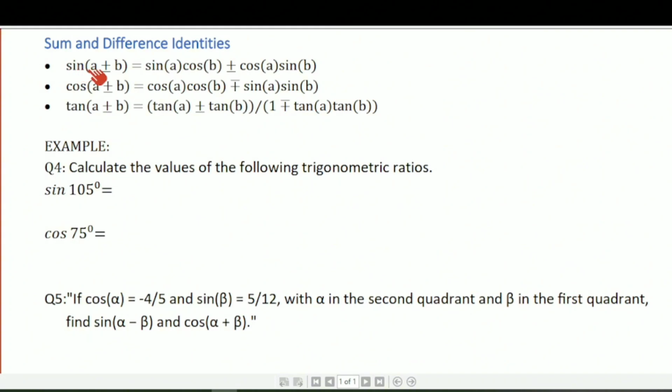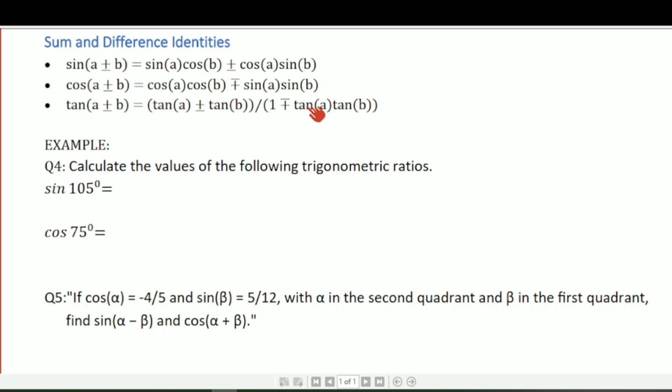For the cosine, the pair of cosines of the first and the second comes first. Then the sign changes. That means if there is a plus between the two angles, in the result, it becomes a minus. If there is a minus, it becomes a plus. Then the pair of sines of the angles comes after that.